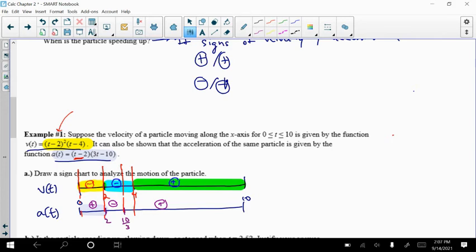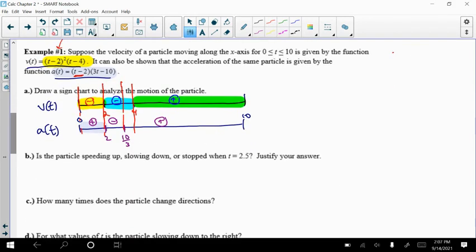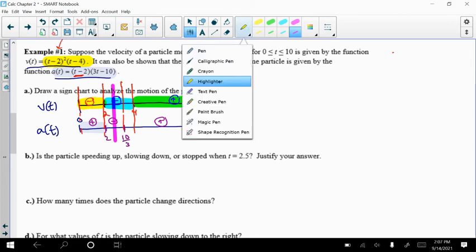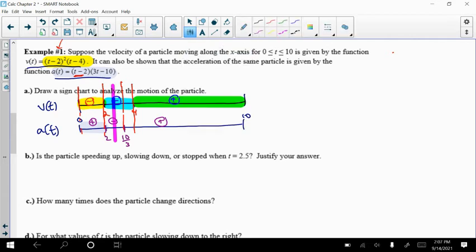So now, if I take a look, it says, is the particle speeding up, slowing down, or stopped when t equals 2.5? So 2.5, I guess I can pick this one right here. It's somewhere here, 2.5. It's greater than 2, but less than 10/3. I've got a negative velocity and a negative acceleration. So because they both are negative, this is actually speeding up. So I could say it's speeding up, and it's speeding up to the left.